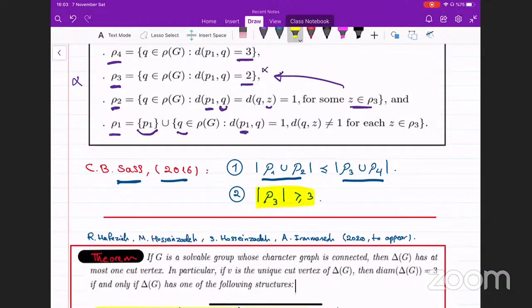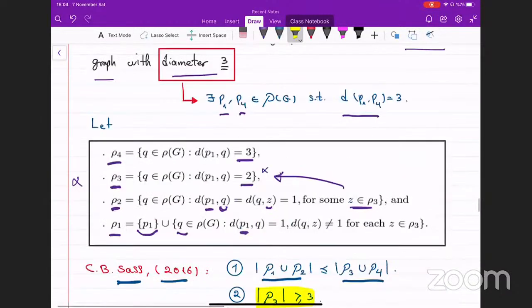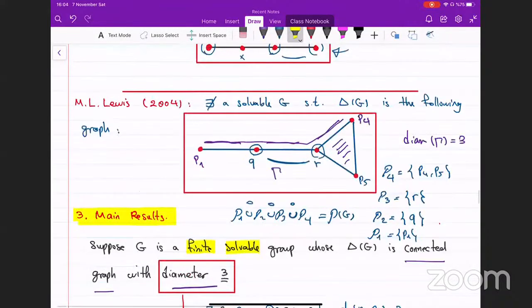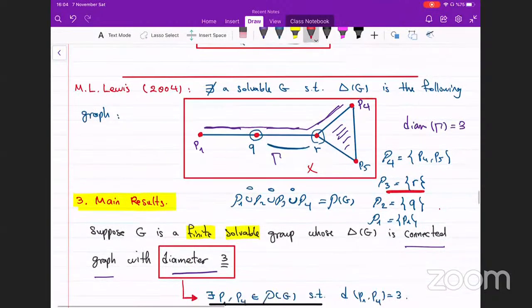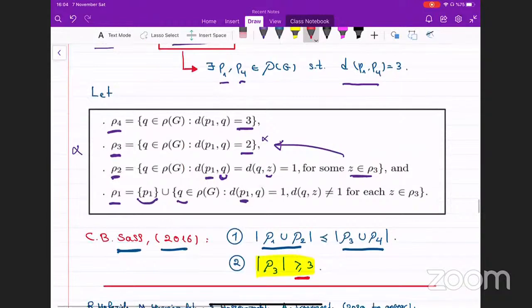So actually, this is another way to show that this graph is not the prime graph of a solvable group whose diameter is 3. Why? Because look at rho 3, it has only one element. But this tells me that we should have at least 3 elements if we are working with the prime graph of a solvable group.